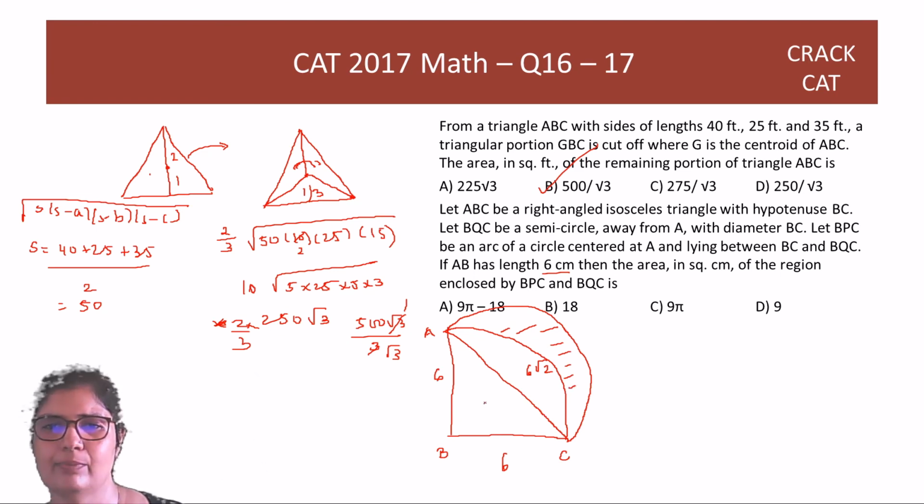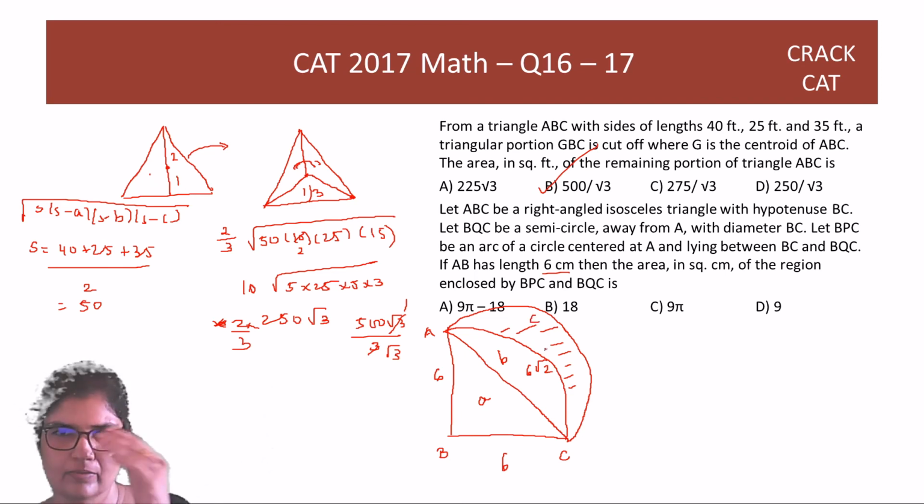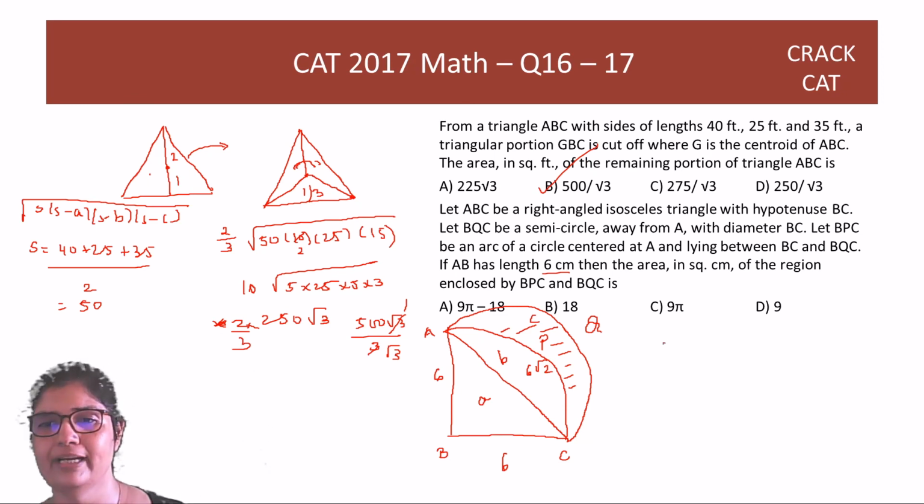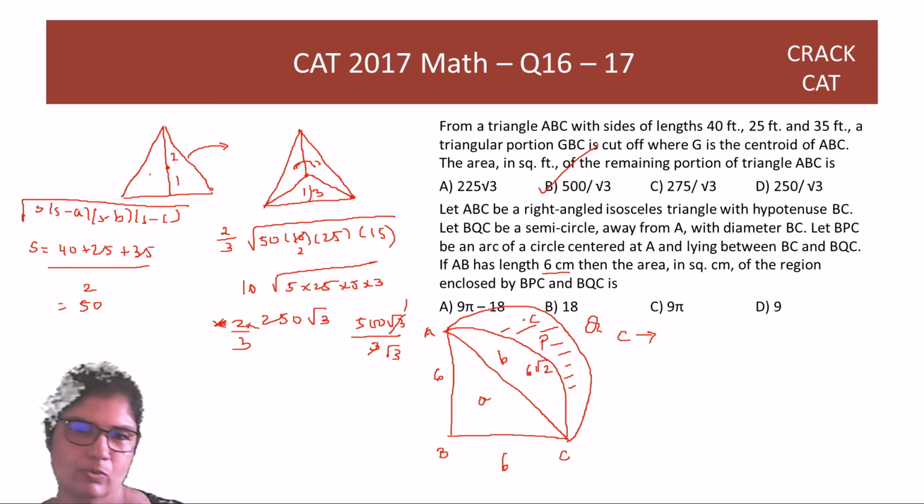So let me just label this. This is area A, this is B, and this is C. Okay. So BQC is the semicircle and BPC, right, is your arc. So guys, what do we need to find out? We need to find out, right, C. This portion is what we need to find out. Okay. So how will we do that?